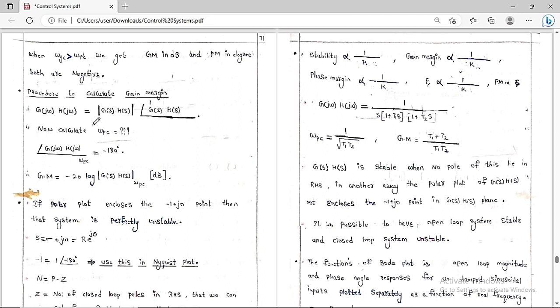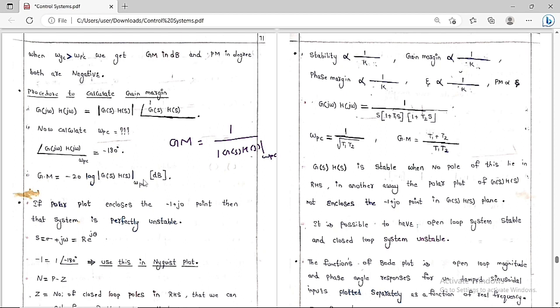Now I am going to find the phase crossover frequency. Phase crossover frequency is the frequency at which the phase angle of G(s)H(s) is equal to minus 180 degrees. From this, try to get the value of the phase crossover frequency. And what is the gain margin? I have already told you the gain margin formula: the gain margin is equal to 1 by the magnitude of G(s)H(s) at the phase crossover frequency.